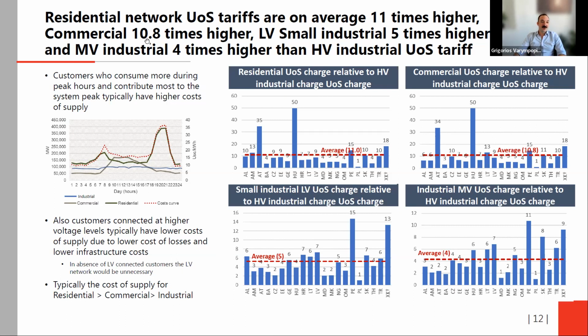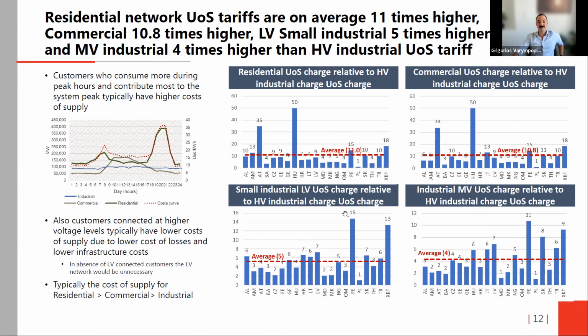Commercial tariffs are approximately 10.8 times higher. LV connected small industrial customers have 5 times higher tariffs than HV industrial, and MV industrial 4 times higher. So we see these findings in the figures here. Of course, these will change from country to country, depending on the specific systems that are developed in each country.